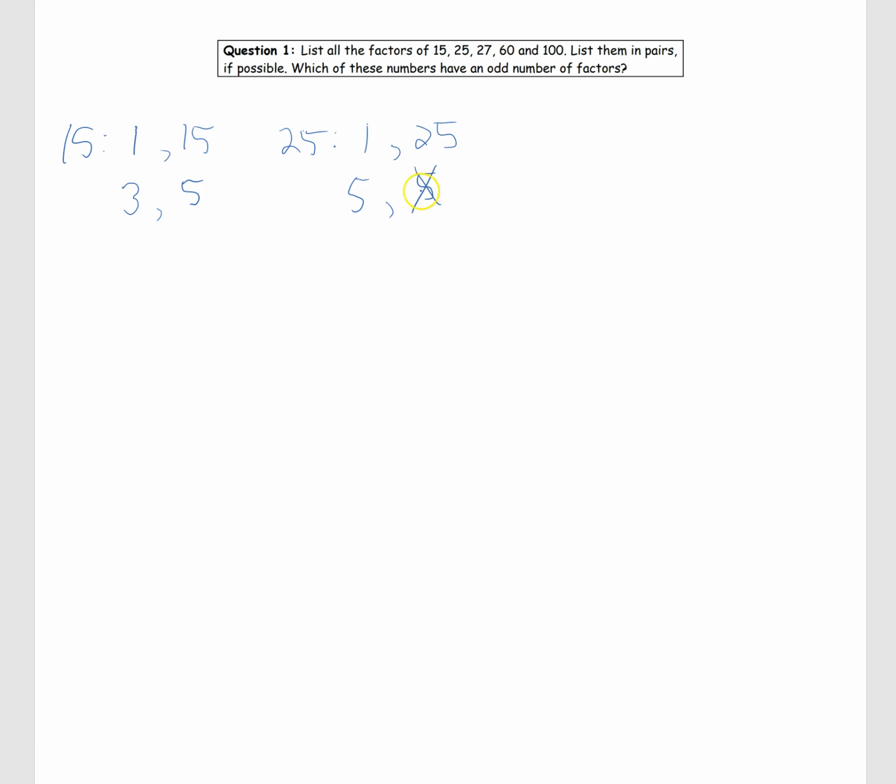And since we've had a duplicate here, we only have 3 factors of 25, so 25 is one of those numbers that has an odd number of factors.